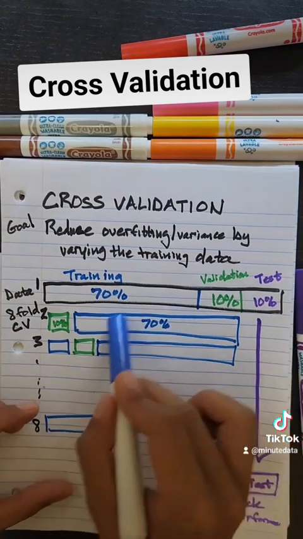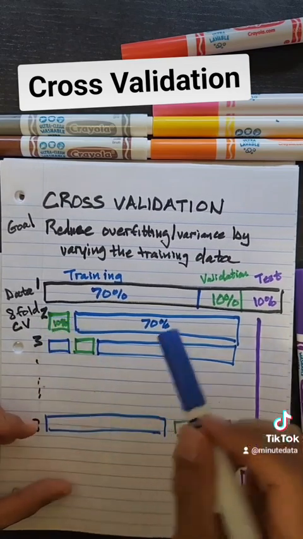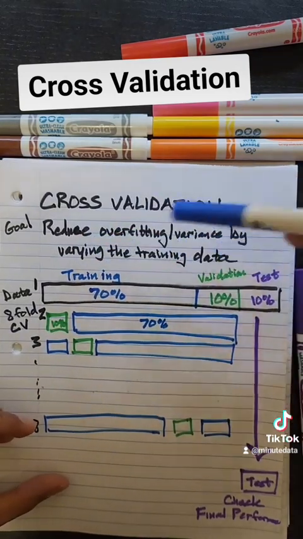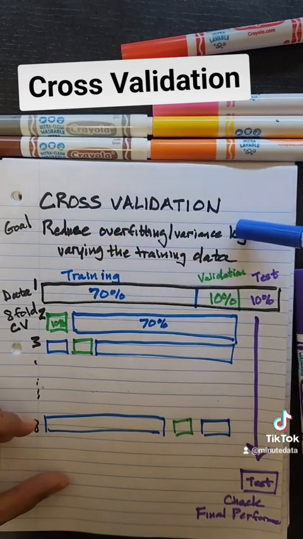And again, we are varying the data for the model building as well as varying the data for the hyperparameter tweaking. And by varying the data, we're varying the training data and introducing more noise, introducing new observations, which will help reduce overfitting and variance.